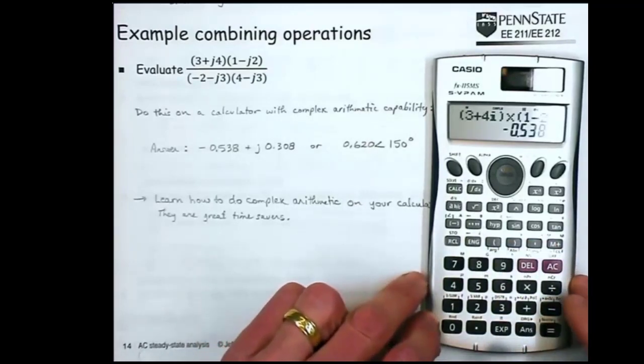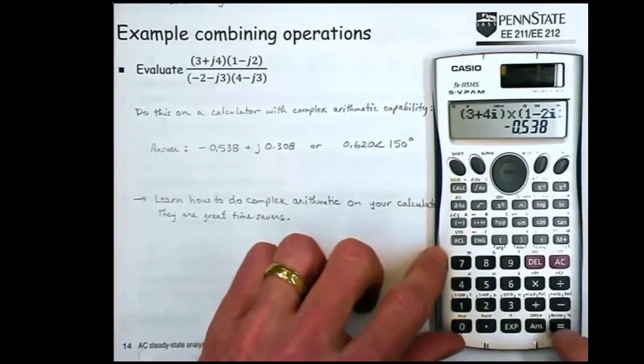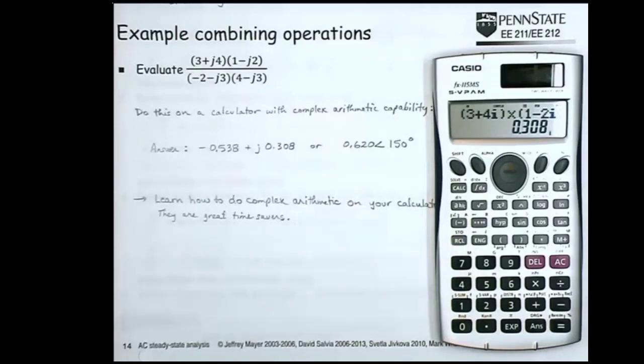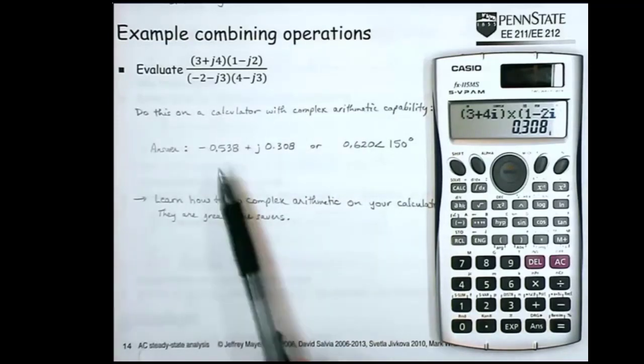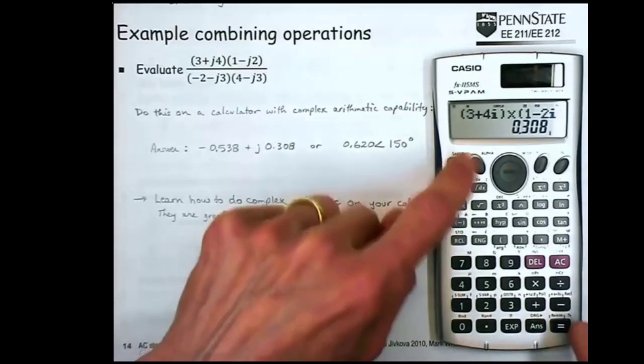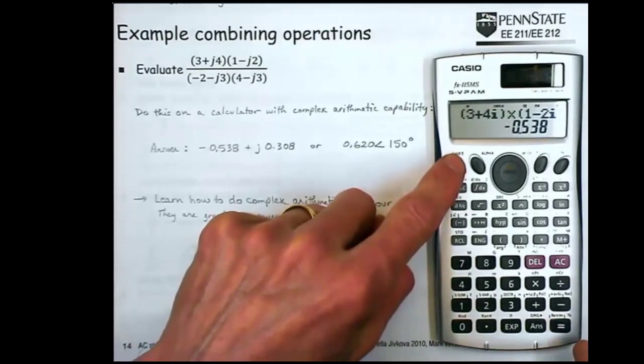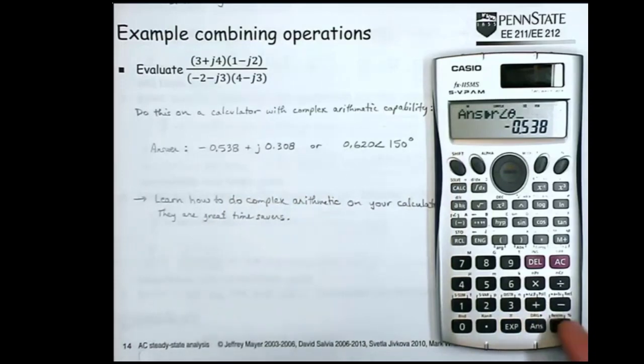Press the equal sign, and I get the real component. Negative 0.538, and I can display the imaginary part as 0.308, which should agree with what I had written down here. If I want to convert that to polar form, let's get back with the real part in the display, and I'll hit convert to polar, and I get a magnitude of 0.62, and I can display the angle. The angle is 150 degrees.